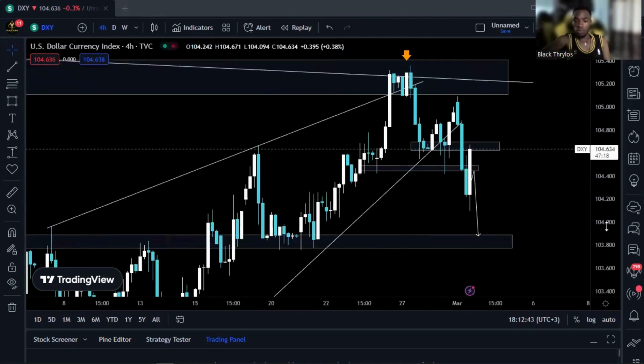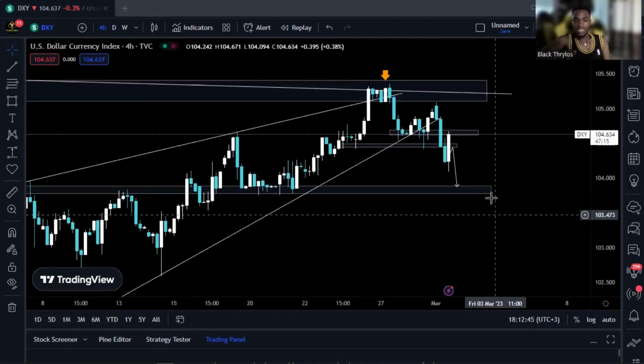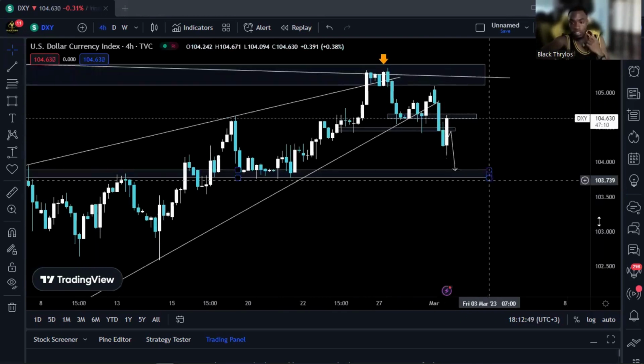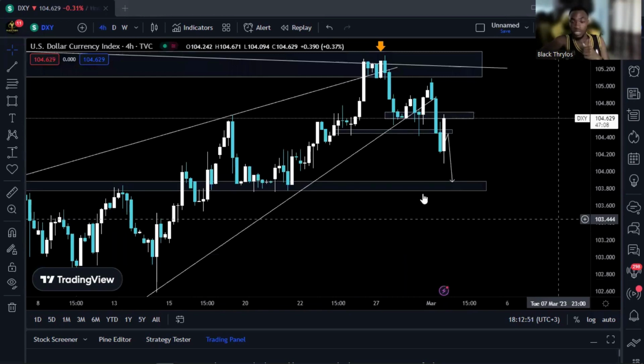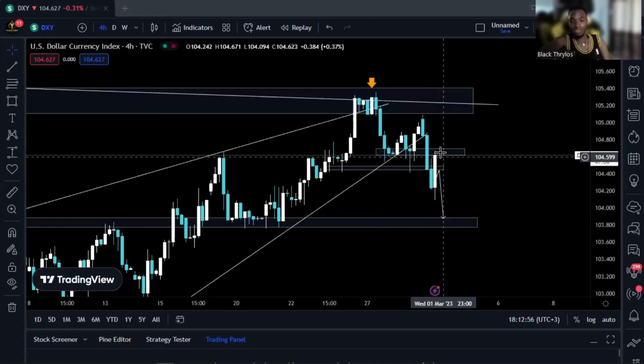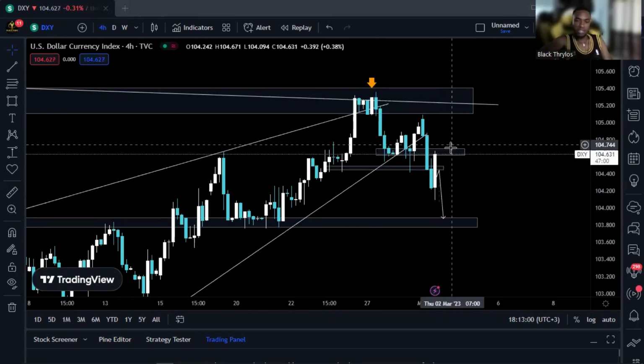So once we zoom out here, as I say, DXY, obviously I'm looking for sells, and you can see how the momentum is kind of dying off after it has reached there. Once I open this chart, remember how it was pushing. Now look at how it's kind of rejecting. So obviously I'll be looking to see how prices will react here.